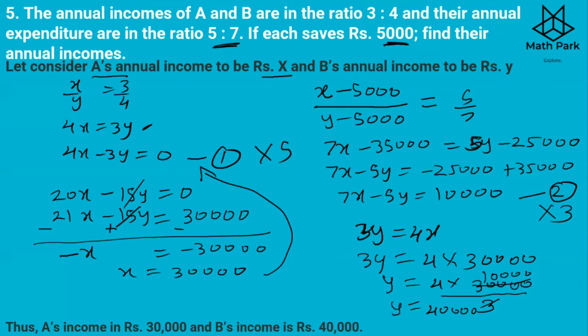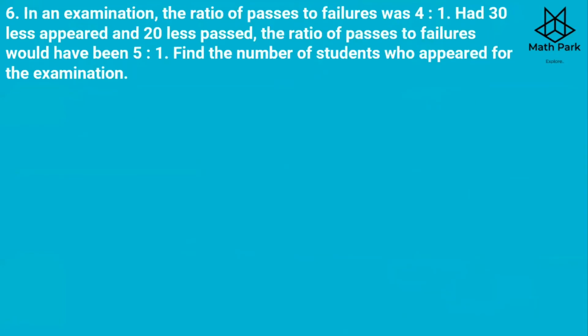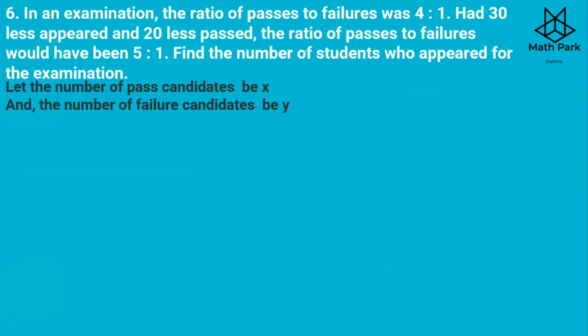Got it? Moving to question number 6. In an examination, the ratio of the passes to the failures was 4:1. Had 30 less appeared and 20 less passed, the ratio of the passes to the failures would have been 5:1. Find the number of students who appeared for the examination. So let the number of pass candidates be X and the number of failure candidates be Y. So first condition we have X upon Y, the ratio of the passes to the failures is 4/1. So we have X is equal to 4Y. This is our equation number 1.